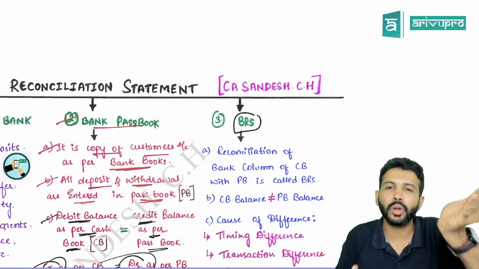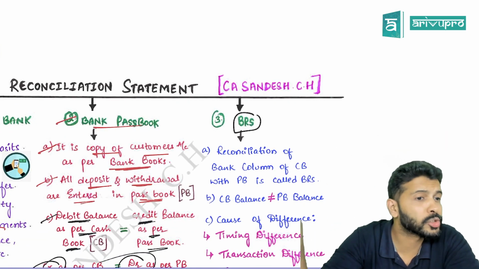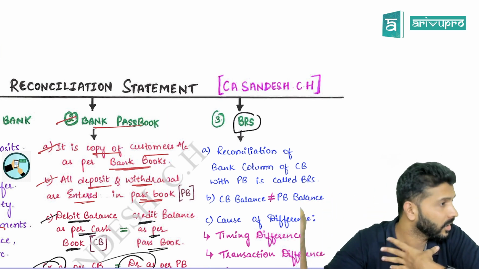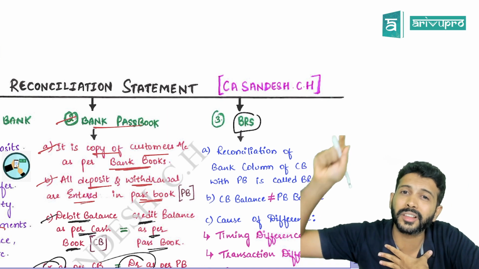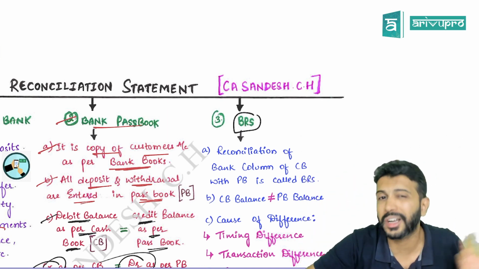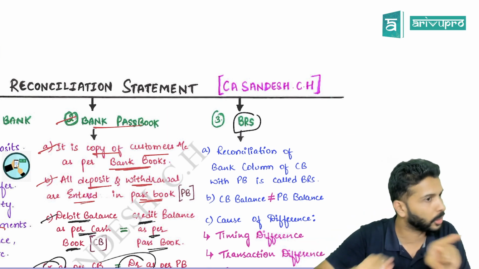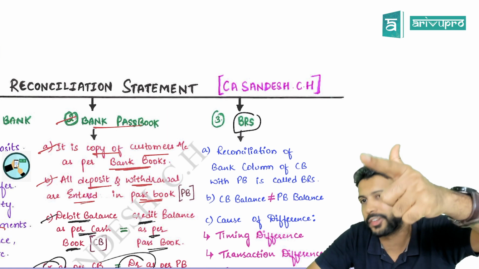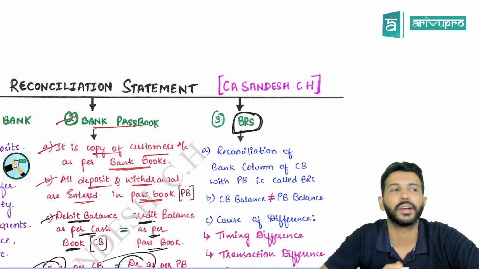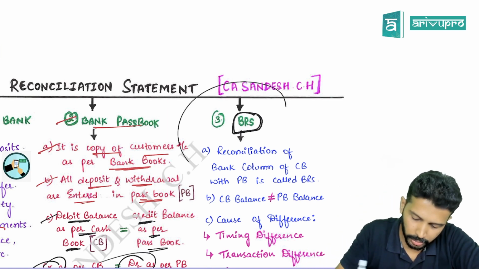Here, we are trying to reconcile cash book with passbook. We are trying to match what? Cash book with passbook. Cash book is as per our records. Passbook is as per the records of the bank. So these two records will not match. Ideally it should match, but practically they don't match. There will be certain differences. That matching activity, we call it as what? Bank reconciliation statement. Okay, this is one of the most important ones.